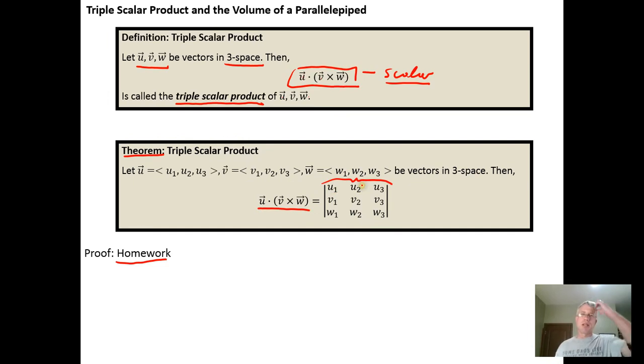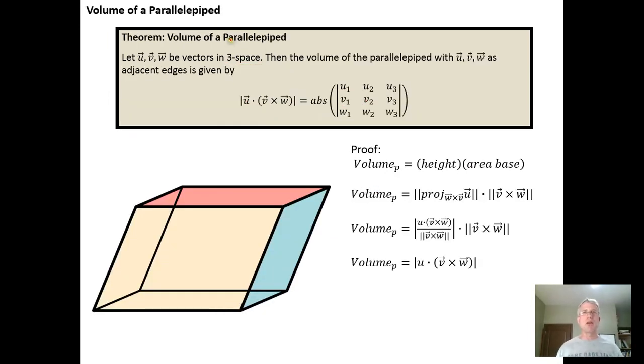And then in the homework you're going to be asked to calculate volumes of parallelepipeds. And the claim is that if you want to find the volume of a parallelepiped, you just need to take the absolute value of the triple scalar product, which you can calculate by taking the absolute value of this determinant that you're going to demonstrate in the homework is a way to calculate the triple scalar product.